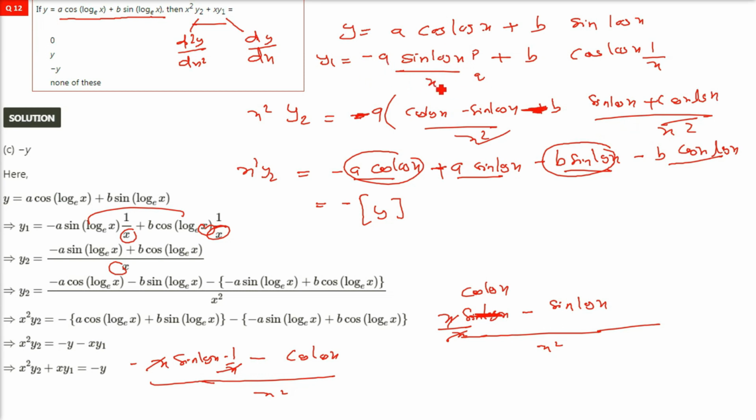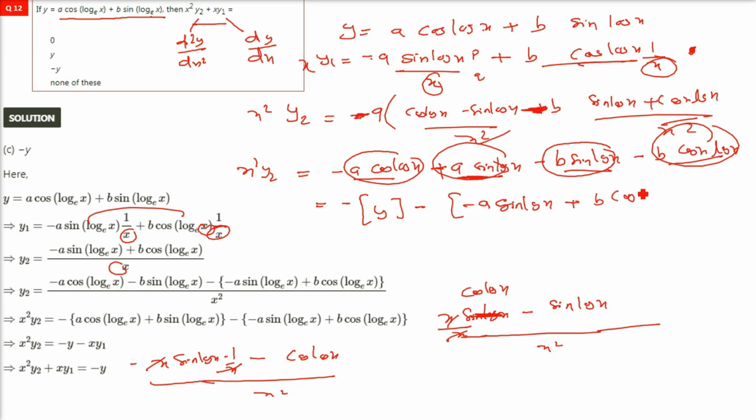So when you differentiate it, it will be minus a sin log x, remember, plus b cos log x. So if you take a negative outside, okay, and you already have this minus y term already was there. So I am taking these two, I am taking negative outside. So inside this you will get minus a sin log x. Here you have plus b cos log x. And this is nothing but y1. This is the first differentiation. This is x into y1.